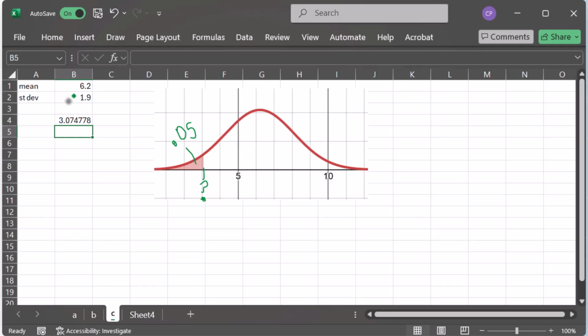3.074778. So again, this is not an area, this is an x value. This is, in this case, a sleep value. So just over 3 hours. So this is saying that 5% of people sleep just over 3 hours or less. Your final answer might look something like 5% of people sleep less than 3.07 hours.